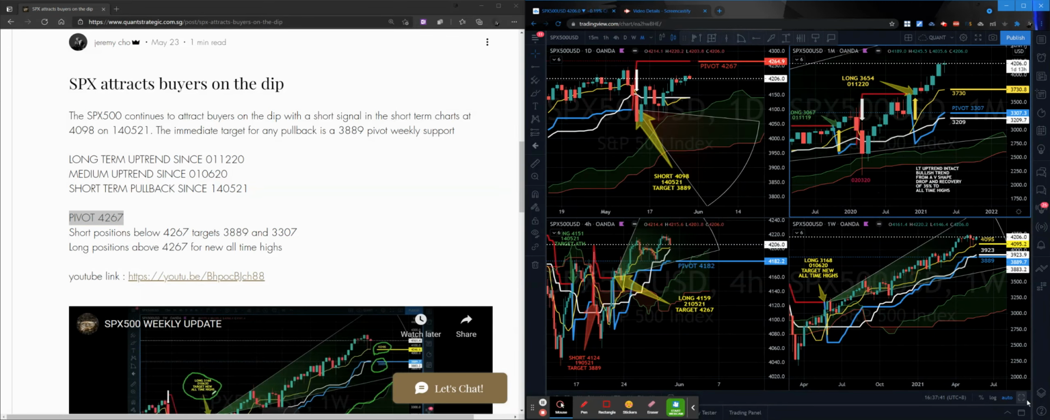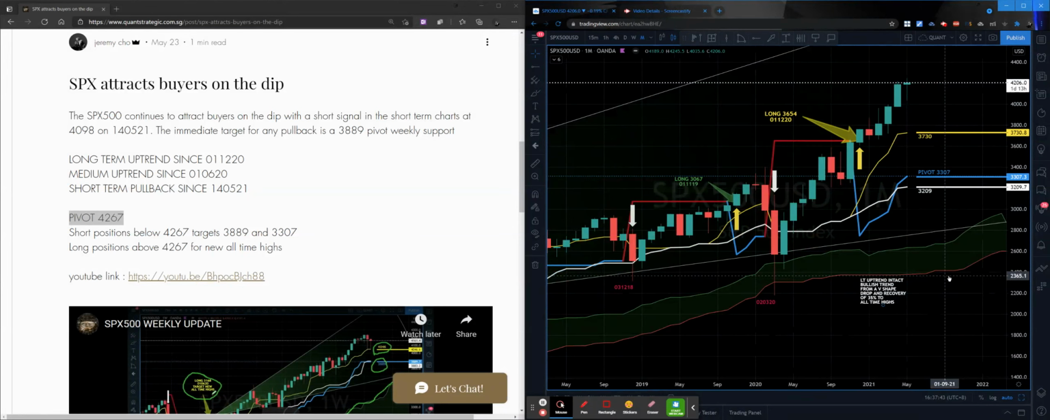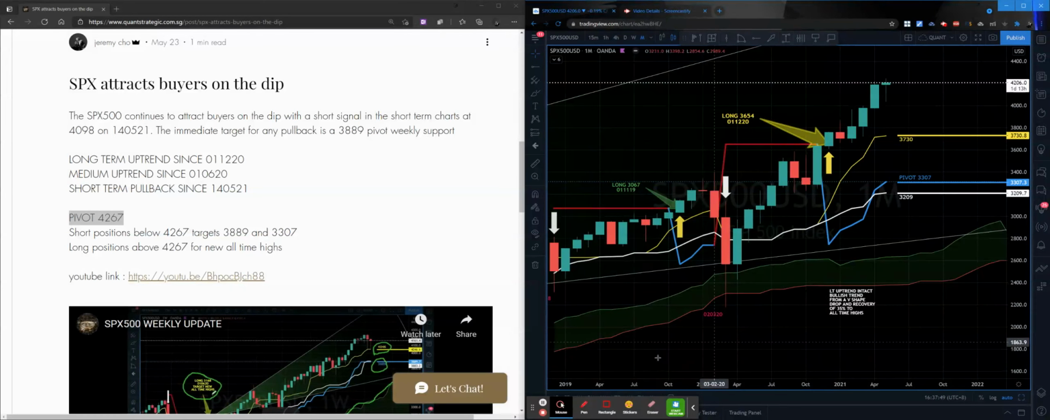S&P 500. Well, sell in May, go away doesn't seem to work. For the month of May in 2021, S&P 500 marches on like a bulldog. Essentially, the long signal at 3654 on the 1st of December 2020. Six months, half a year uptrend, lovely uptrend still maintaining.